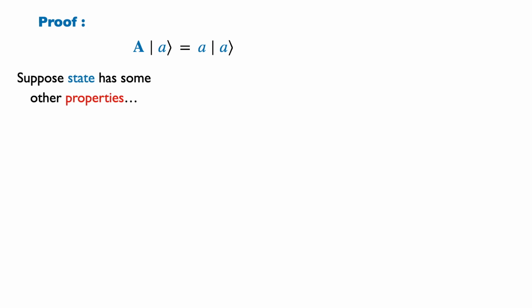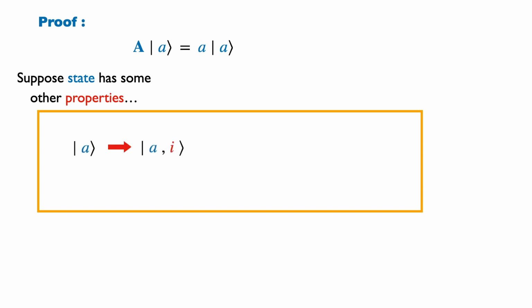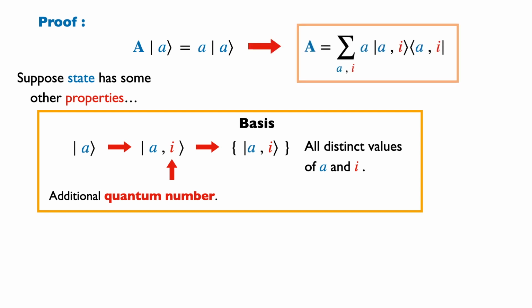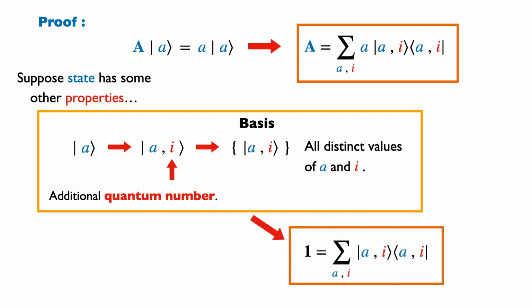To begin, we will start with the eigenstates of A. Suppose apart from A, the state possesses other properties for its full description. We can label these missing information by an additional quantum number, I. Thus we obtain a basis consisting of states |A,I> labeled by all distinct values of the quantum numbers A and I. Since the elements in this basis are already eigenstates of operator A, the ket-bra representation of A in this basis would automatically be diagonal. At the same time, we would also have the resolution of identity, which would be important for our proof.